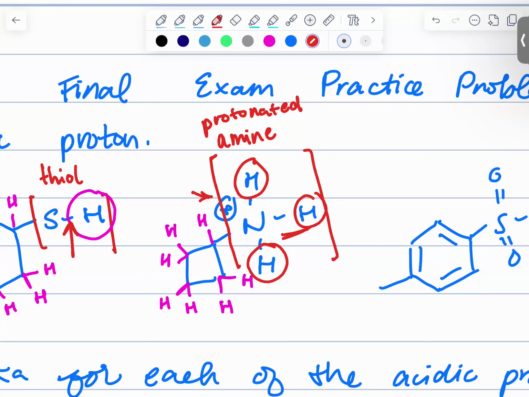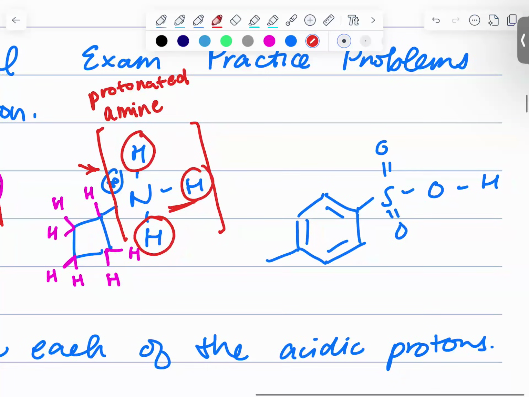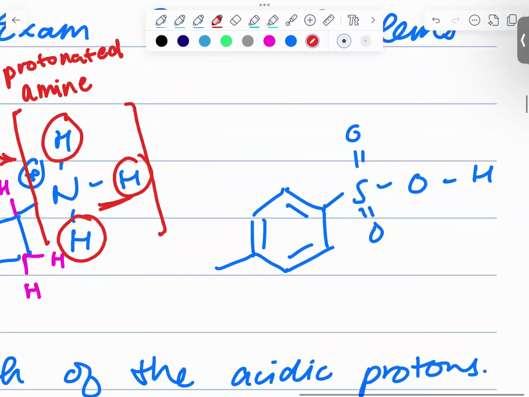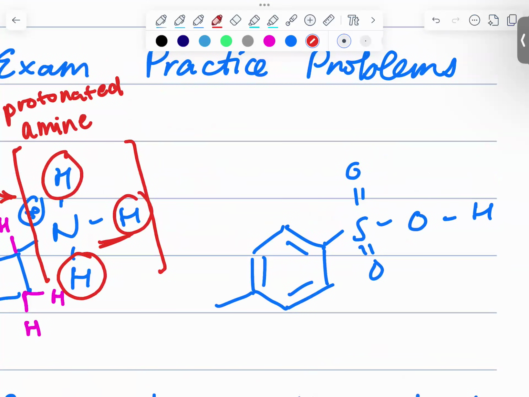Okay. This last structure here, I won't ask the functional group question because I don't think we've learned the name for this functional group. Oh, but we do know the name for that functional group.